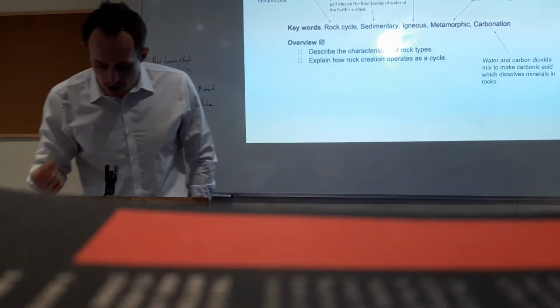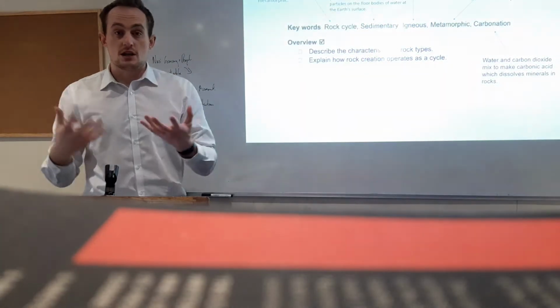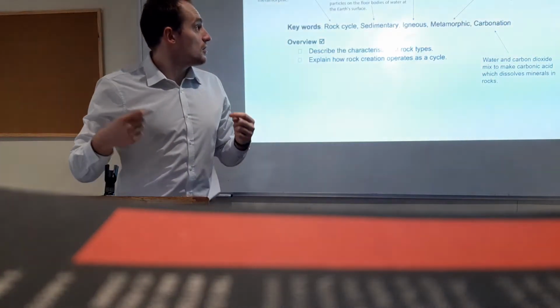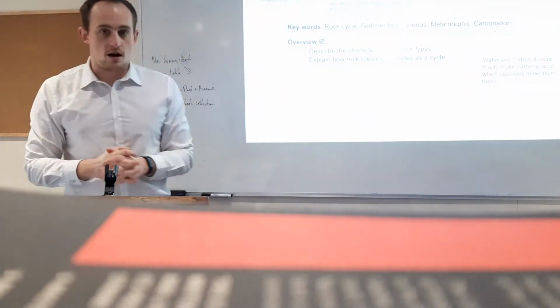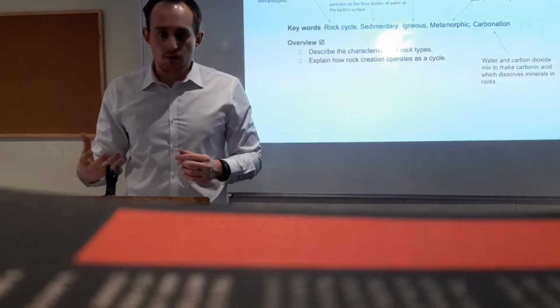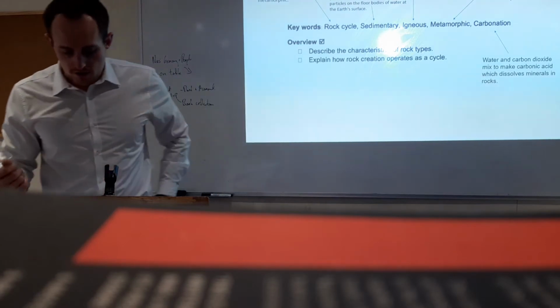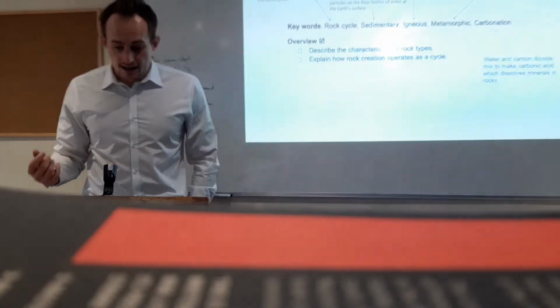Firstly, there are sedimentary rocks. These are formed by the accumulation of particles that are cemented with organic particles on the floor bodies of water at the Earth's surface. Don't worry, this is all in the booklet, so this is just more of a brief overview for when you do it yourself. Secondly, there are igneous rocks.